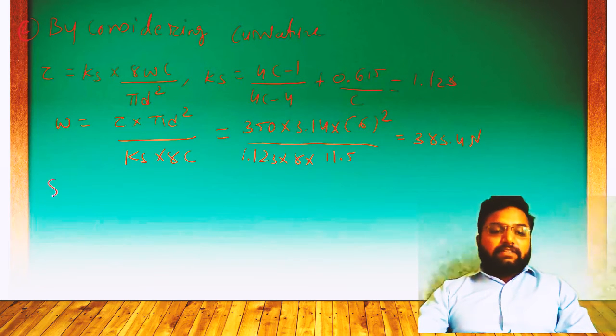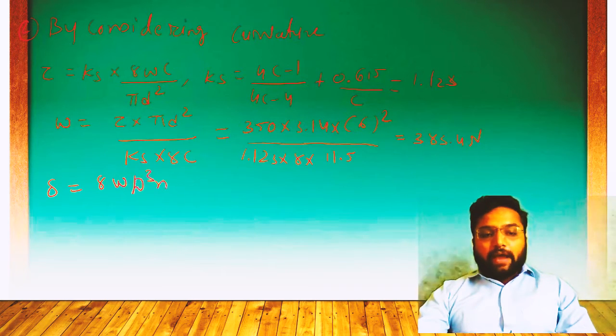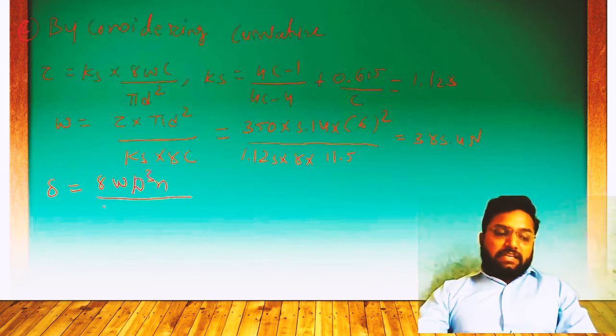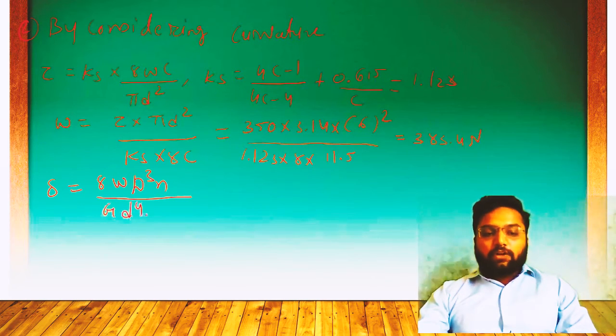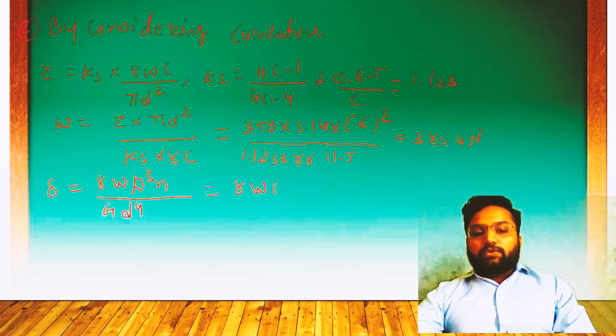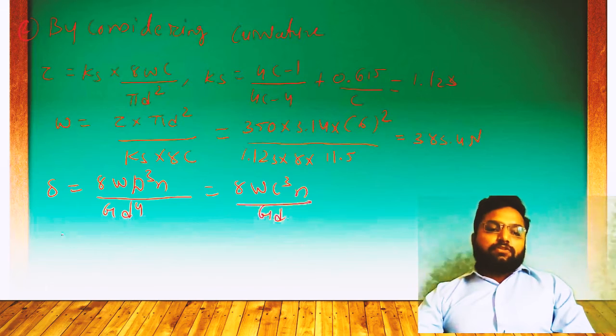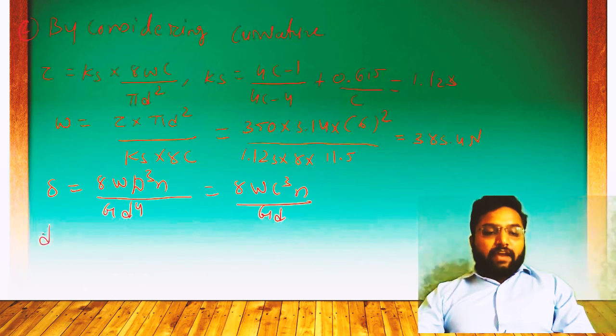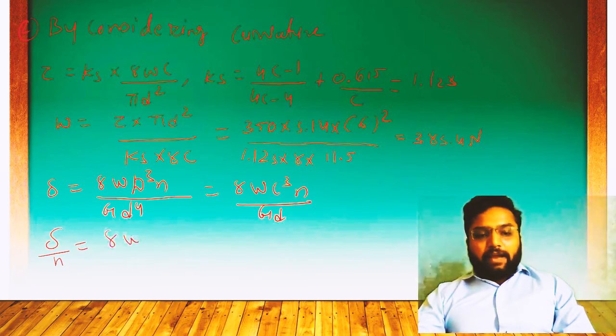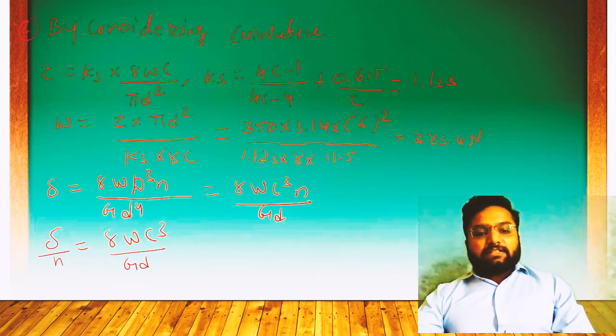Ultimately, we have to find delta. The value for delta is 8W D cube, and you can convert this D by d into c, but we can put it like this also, clear? Like 8W C cube n divided by G into d. You can use this equation also. Ultimately, what we have to find is delta by n, which is represented by 8W C cube upon G d. How I have converted this D cube by d raised to 4 into C cube, because capital D by small d is C. Clear?